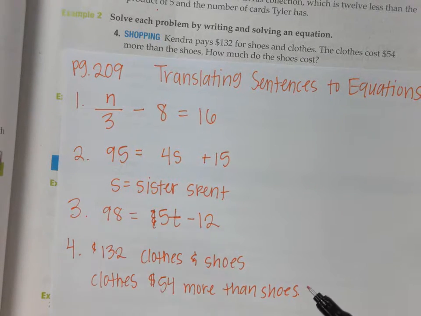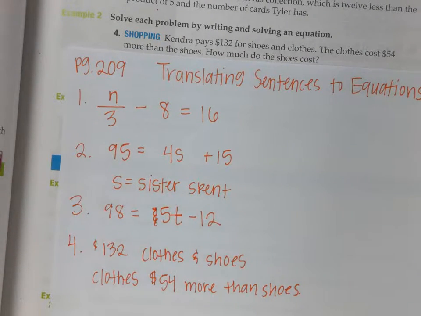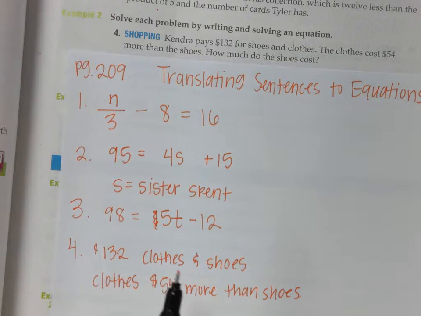So if I'm looking for the cost of shoes and clothes, but I don't know either one of those, how can I write those two? Oh, you can do like 2 of each variable. So what, 2 times a variable or 2 different variables? No, we want to keep it one variable because we want to be able to solve for the variable. And we know how much they cost together. But we don't know how much they cost separate. But we do know that the clothes are $54 more.